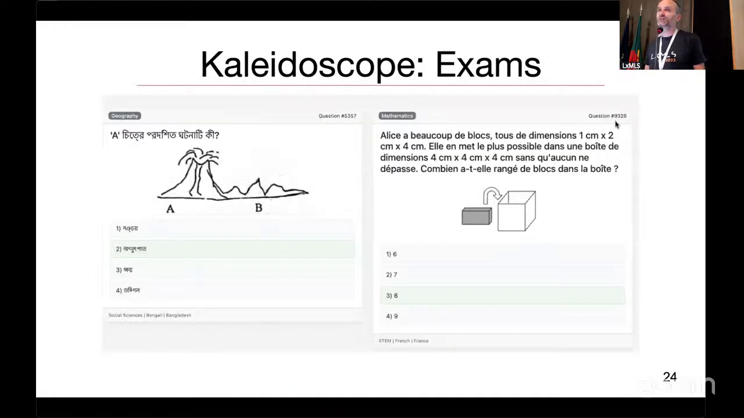And in terms of Kaleidoscope, we really wanted to go beyond things like MMMU Pro, where we were mostly doing exam understanding in English, to understanding the gaps in models when looking at different languages around the world.